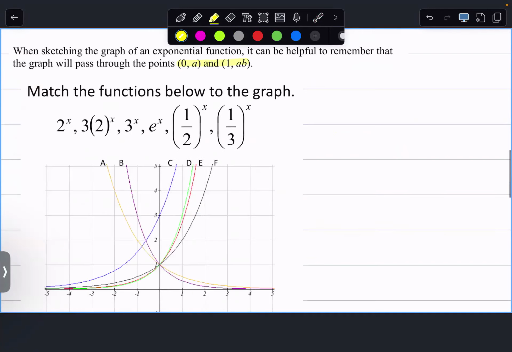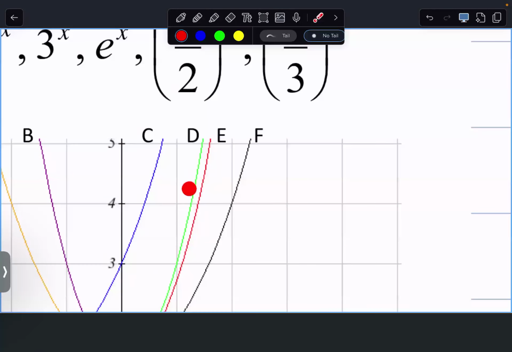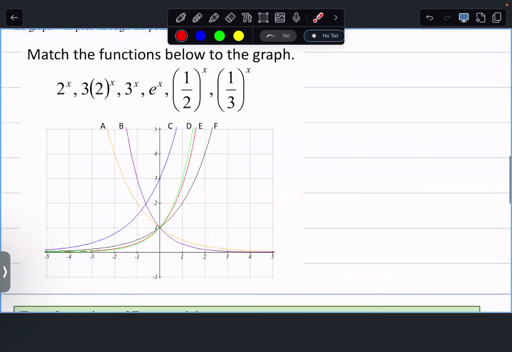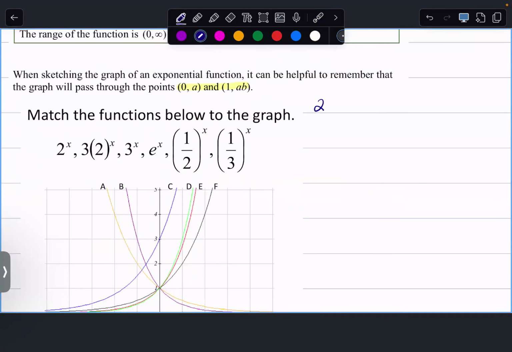And so if we have these graphs, and if you've got it printed out, the colors won't really go, but it does have the labels up top here, A, B, C, D, E, F. This very faint green D there. So what we're gonna do is try to match these functions to the graph. Now let's see here, let's start with 2 to the power of x.